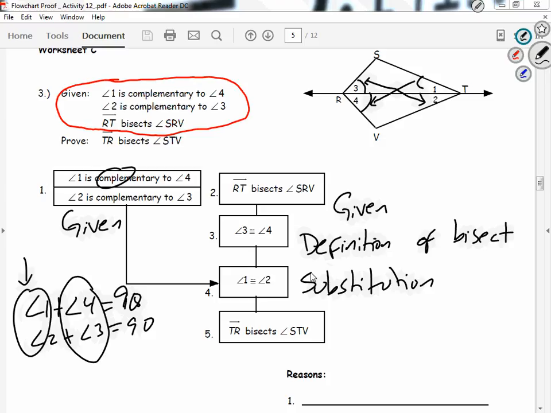Now looking at angle 1 and angle 2. Earlier we said angle 3 is equal to angle 4, and angle 1 is equal to angle 2. Right now angle 1 and angle 2 are equal. That's what statement 4 says. But now statement 5 says TR bisects angle STB.